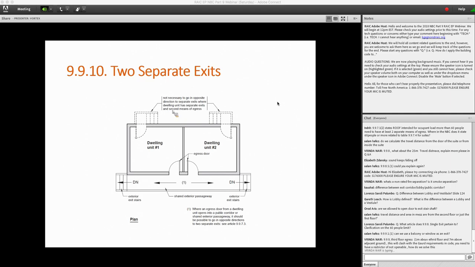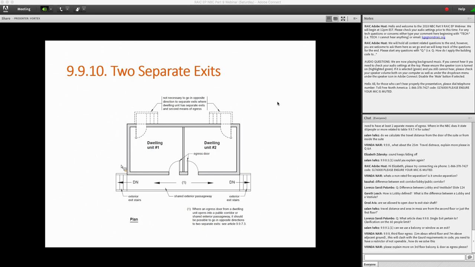Now that brings us to 9.9.10, where we have egress from multiple dwelling units. When you have an egress door, as we discussed earlier on, from a dwelling unit that opens onto a public corridor or exterior passageway, it has to be possible to travel in opposite directions to two separate exits. So that is what we have over here.